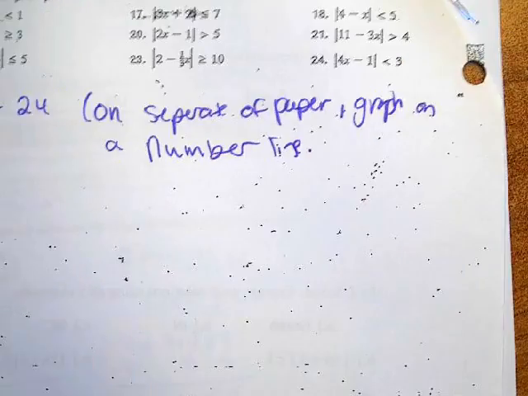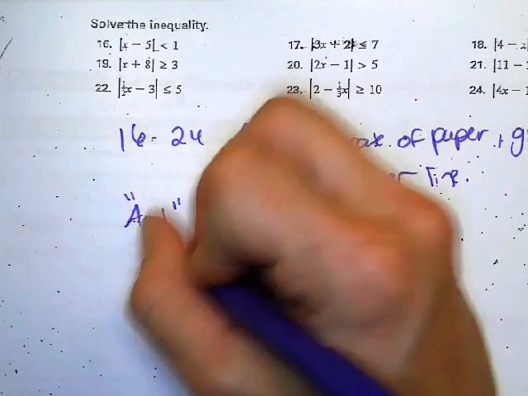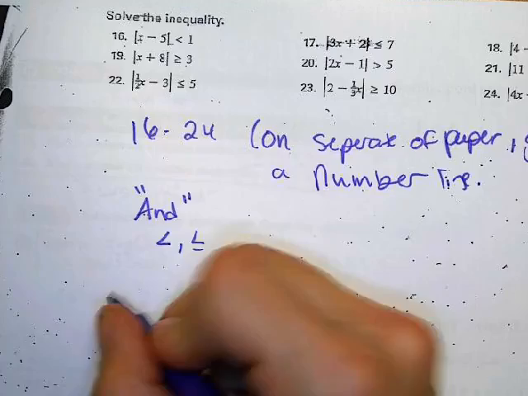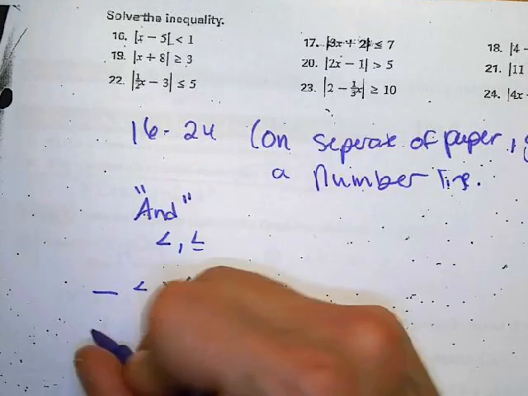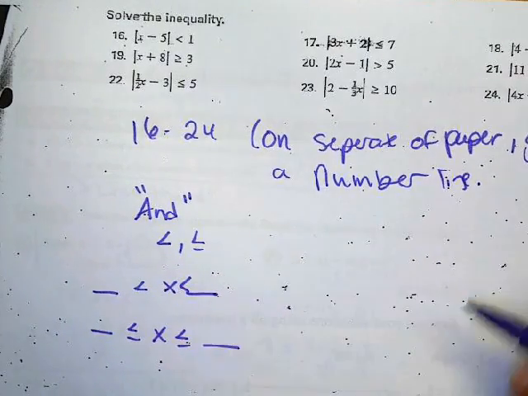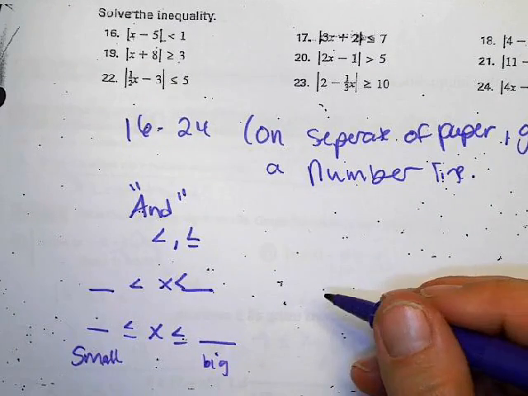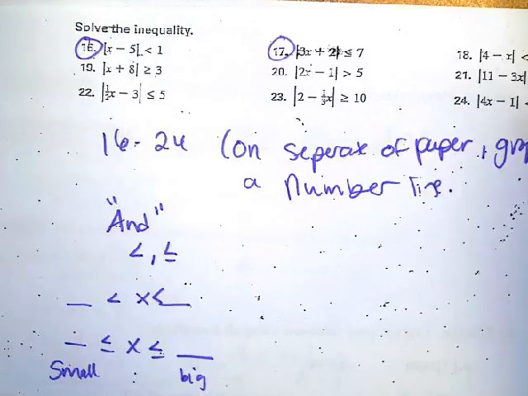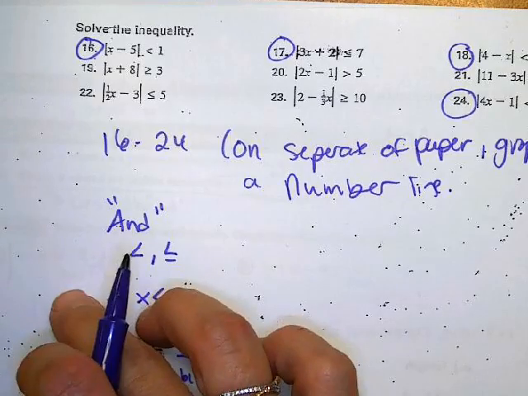What I want to do right now is go through the and versus the or. Okay? All the equations that are ands have a less than or less than or equal to, which means you're going to make one big equation. So it's going to look like this when you're done. Or it will look like this when you're done. Small answer on the left, big answer on the right. So all the ones that are ands would be number 16, because it's a less than, 17, 18, 24. Those are all your and statements. So those are the ones where you set up from the left to the right.